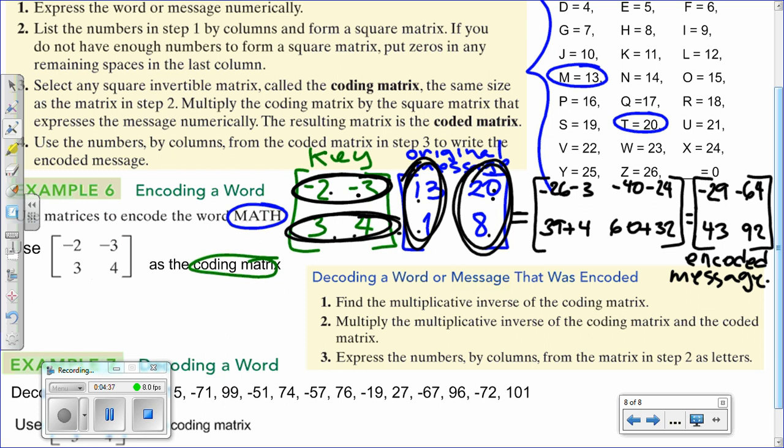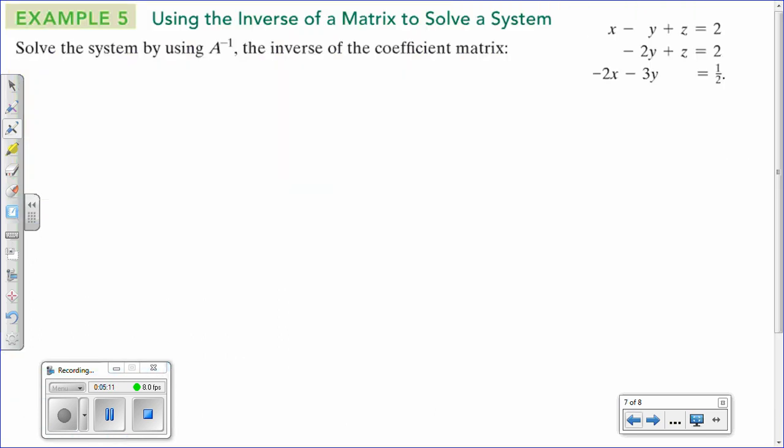So if I wanted to send a secret message to Matthew, I would send him that. Then Matthew will receive it, and to decode the message, Matthew will have to undo what I did. How do you undo multiplication? You divide, right? But we do not have division with matrices. That is why we're going to need to multiply by its multiplicative inverse.